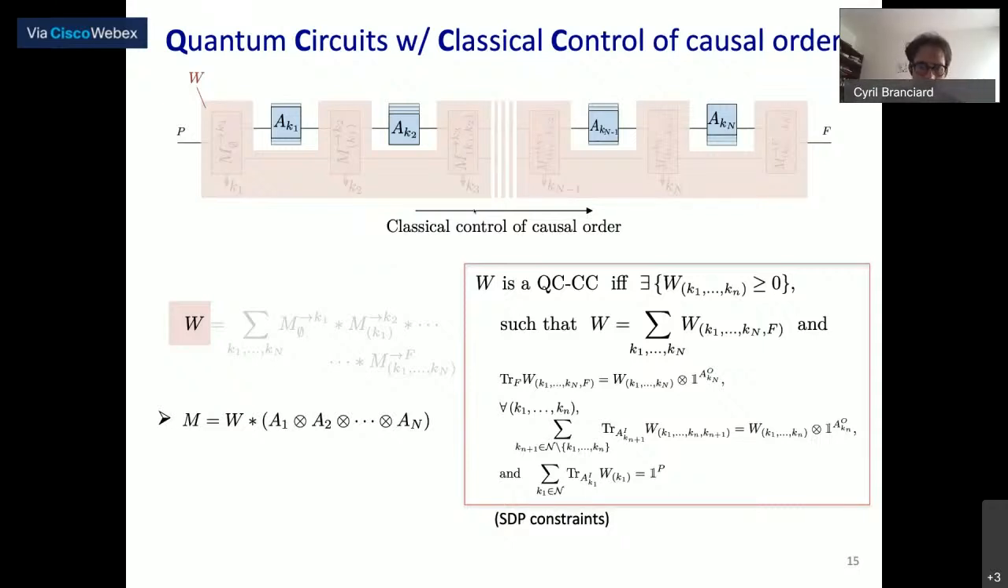And with such a characterization, it's an if and only if condition, and we have a constructive way: for any given W that satisfies all those constraints, we know how to construct a particular circuit that realizes the given W. All right, so that was for the case of quantum circuits with classical control, the first step beyond the fixed order situation.